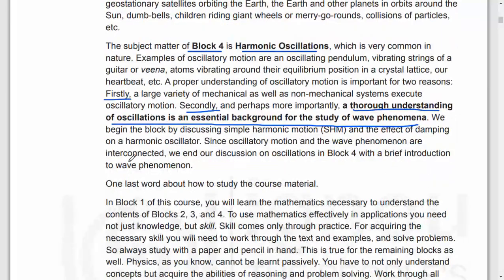We begin the block by discussing simple harmonic motion (SHM) and the effect of damping on a harmonic oscillator. Since oscillatory motions and the wave phenomenon are interconnected, we end our discussion on oscillations in Block 4 with a brief introduction to wave phenomena.